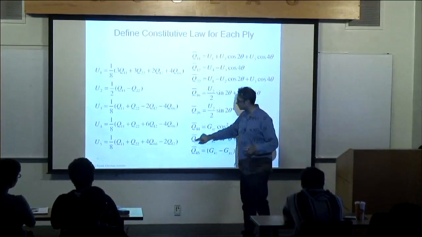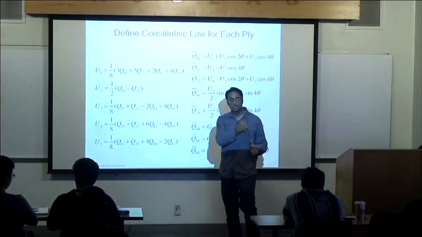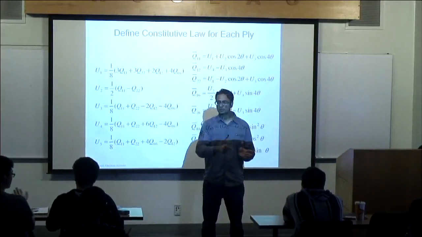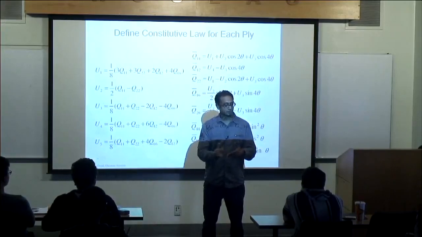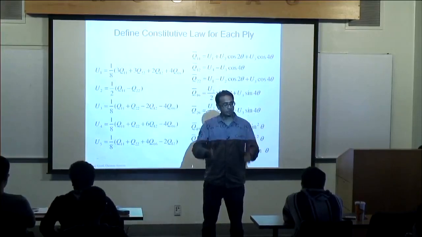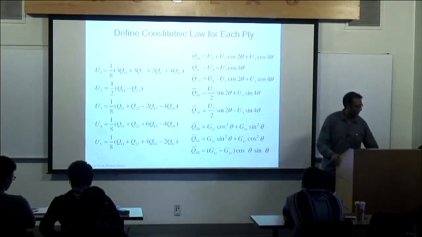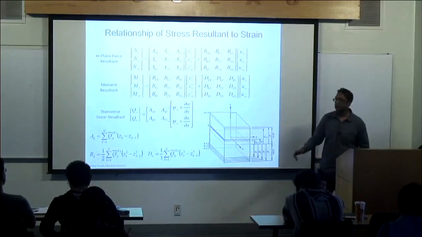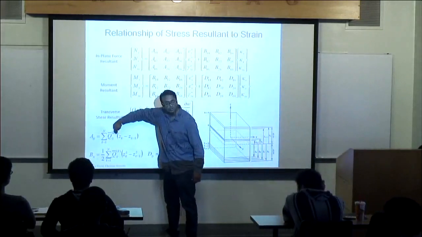This Q bar is in a global orientation system. So I've transformed, and you can derive this yourself with a transformation matrix, which I think I covered in one of the lectures. So you can rotate, right, each ply to the global orientation. And so what we're going to do in the next step, we're going to use a Q bar, okay? You see this Q bar here?